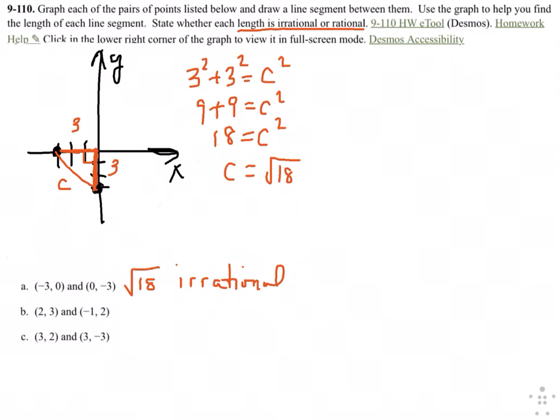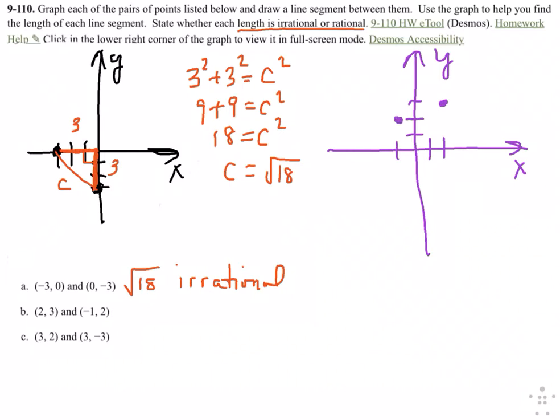Which is (2, 3) and (1, -2). So I'm going to draw that one over here, right? So this is B, X, Y. 2, 3: 1, 2, 1, 2, 3, right? There's a point. And -1, 2. -1, 2 is right there.